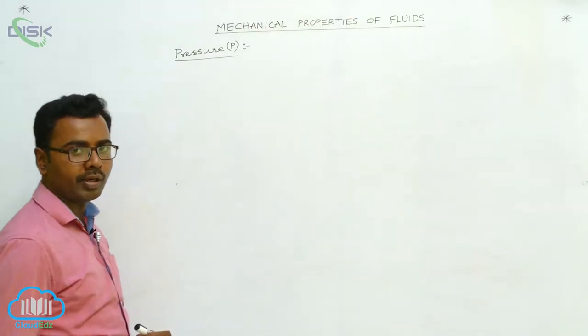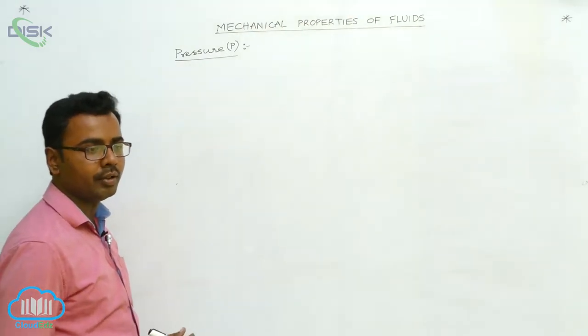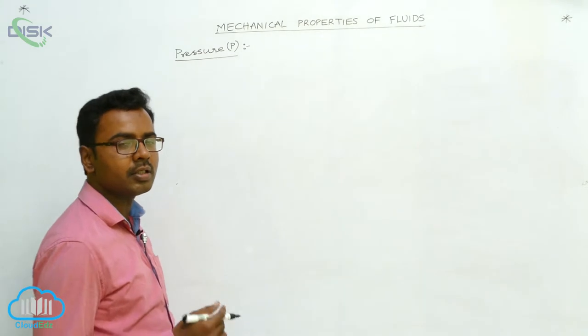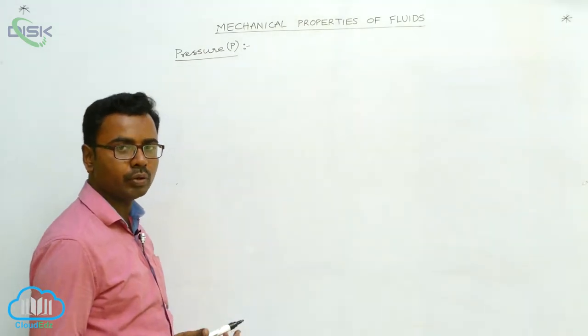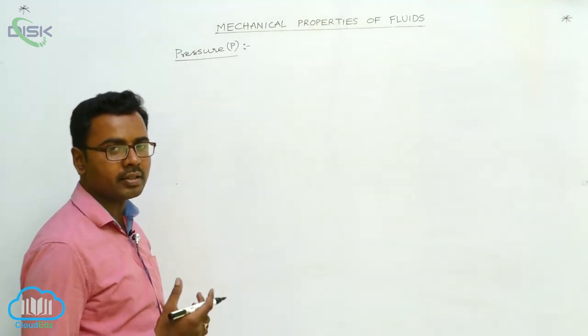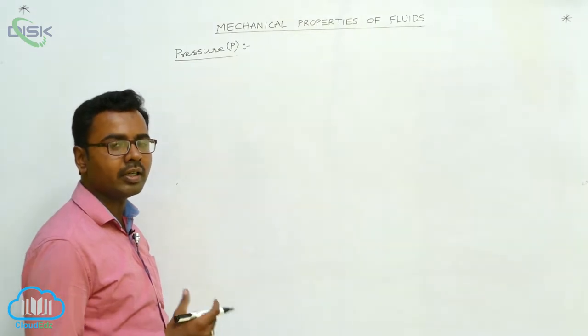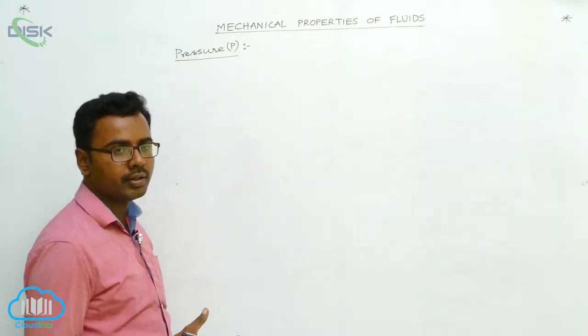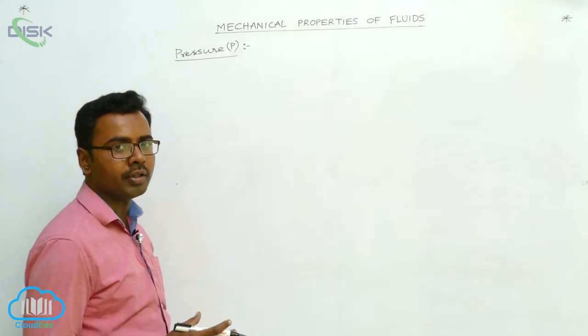Mechanical properties of fluids. First of all, what is a fluid? A fluid is nothing but a substance which can flow. Basically, we know that liquids can flow and gases can flow. So collectively, liquids and gases are called fluids. These fluids have some common properties.